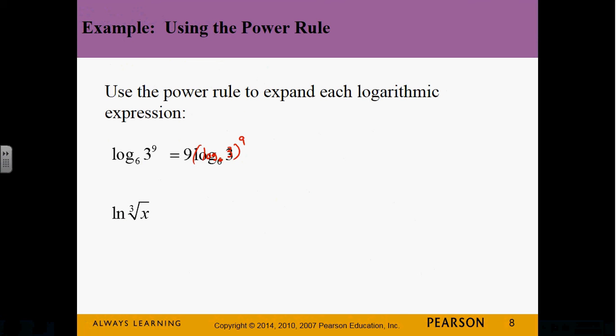Natural log of the cube root of x. Does the cube root of x have an exponent in it? It could if we rewrite it as x to the 1/3, right? It's key to remember that these roots can always be written as exponents that are fractions. So a cube root is 1/3, a fourth root is 1/4, a 37th root is 1 over 37, right? So from this point, what do we do? Put the 1/3 out front. That's it.